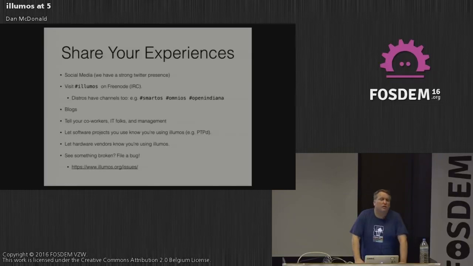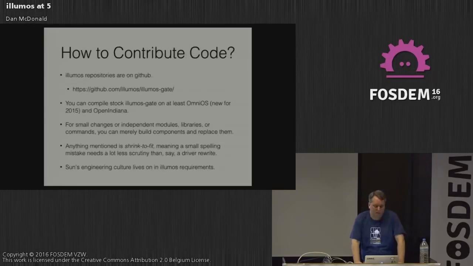We take bug reports. If you're wanting to contribute code, we're on GitHub, and you can compile stock illumos-gate on at least OmniOS and OpenIndiana, and other distros are going to follow suit. Each distro usually has its own child of illumos-gate. We have illumos-omnios and OmniOS, for example. And for small changes, or a library or some other independent module, you can build the individual component to test it.